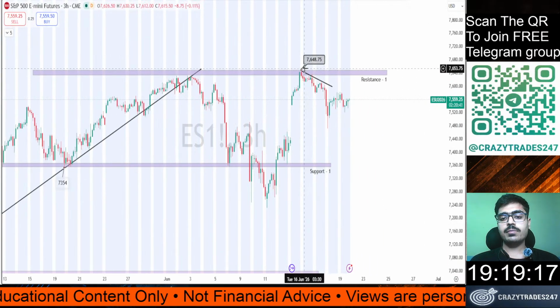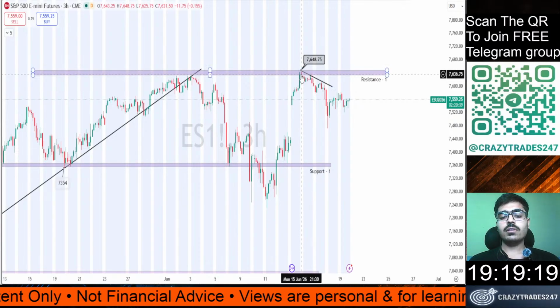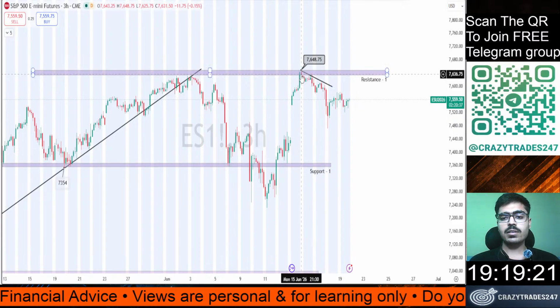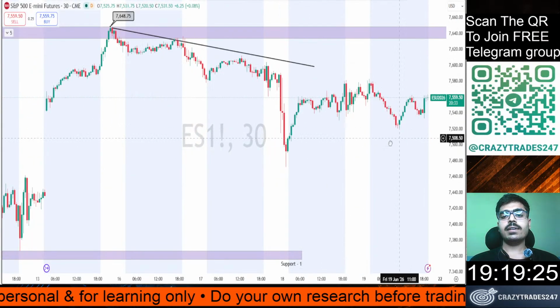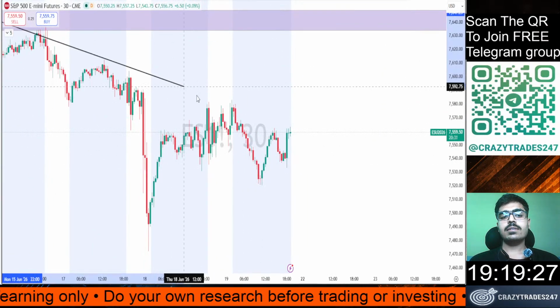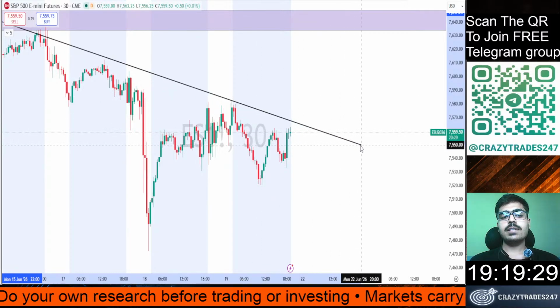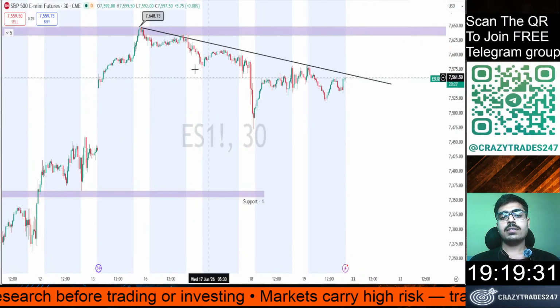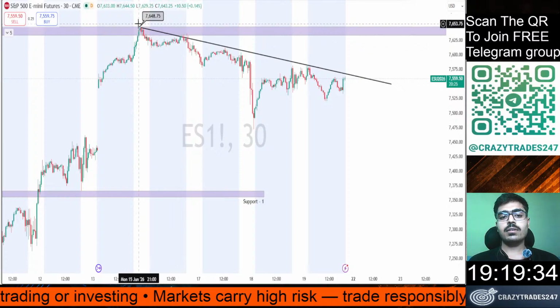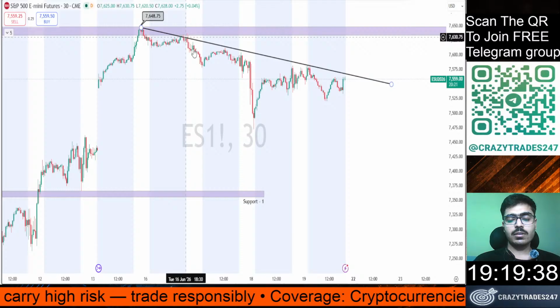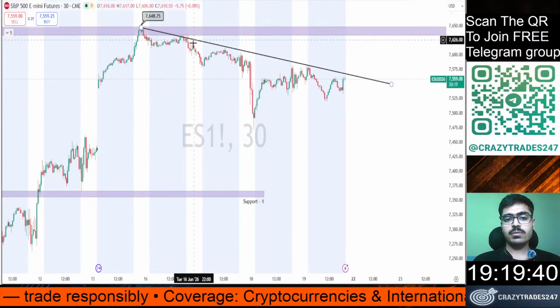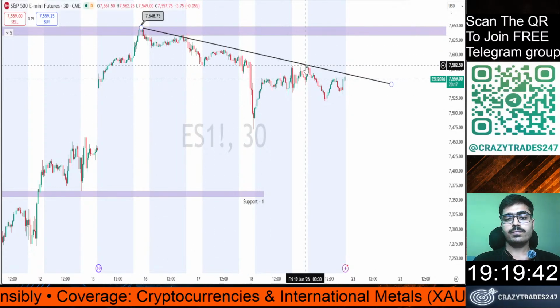S&P currently seems like taking resistance from this purple zone that we have marked, and now it's declining. While declining, there is this trend line in place, and it seems like prices are taking resistance from this declining trend line multiple times. You can see the rejections here.